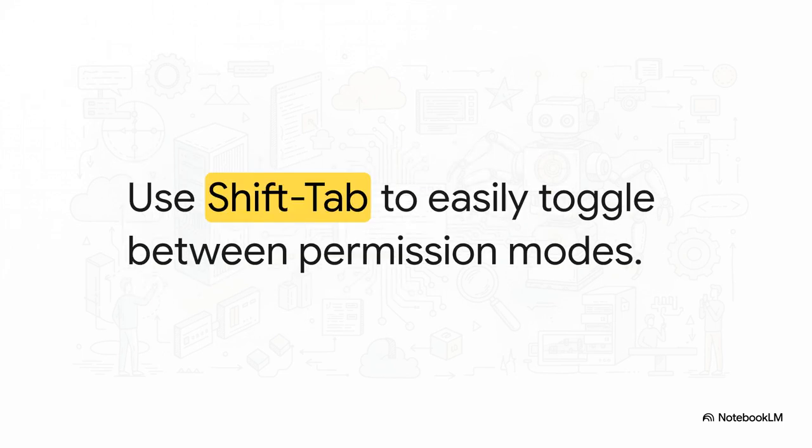Fortunately, staying safe is actually incredibly easy. Here's a highly practical tip for your terminal. You can instantly toggle between these permission modes just by pressing Shift and Tab. Literally, that's it. If you find yourself in auto-accept and things are just moving way too fast, just Shift plus Tab your way back to a safer mode. It puts you immediately back in the driver's seat.